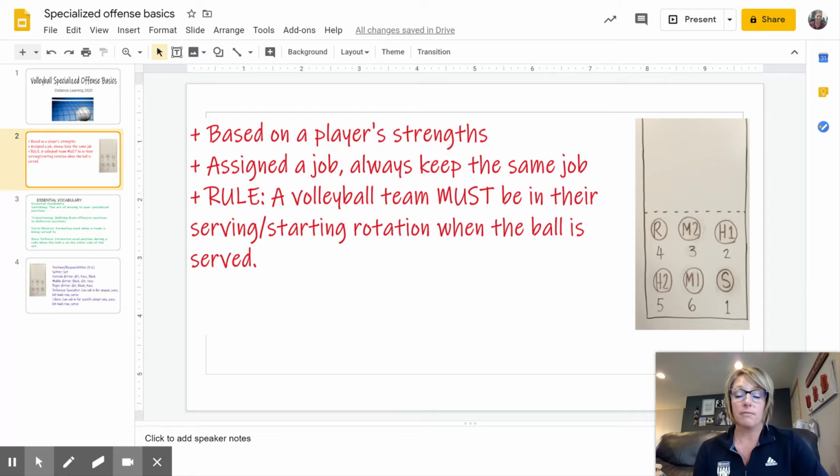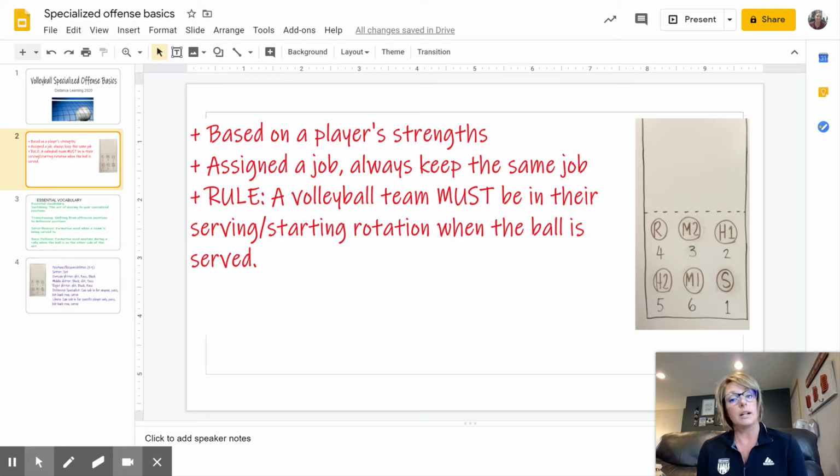Volleyball offenses are always based on a player's strengths so that you can maximize what your team is good at. You can have the best team possible if everybody's doing what they enjoy doing and what they're good at doing. When you are assigned a job on a volleyball team, you keep the same job. So setters always set, hitters always hit. You stick with those responsibilities that are assigned to that job.